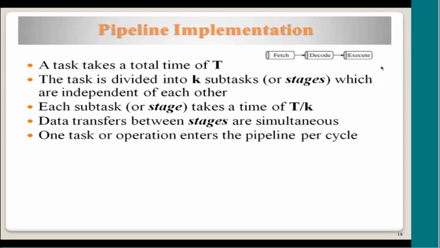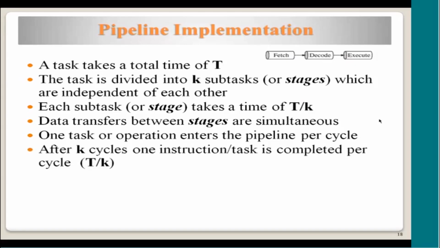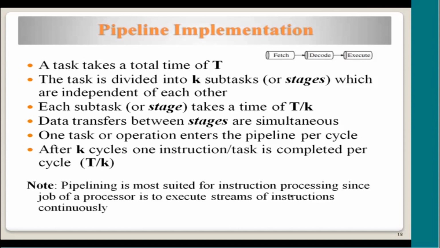Now what happens after the fourth cycle or the fifth cycle? You will see that the instructions get completed and they keep coming out every T by k time frame. Earlier the instructions were coming out every T seconds, now one will come every T by k seconds. That means it gets executed faster, right? At least throughput is more than the earlier stage where there was no pipeline. So after k cycles, one instruction or task gets completed per cycle. Pipelining is most suited for instruction processing because the instructions are always sequential, they are accessed from the memory and fed into this pipeline, and they come out through the pipeline after they are completed.